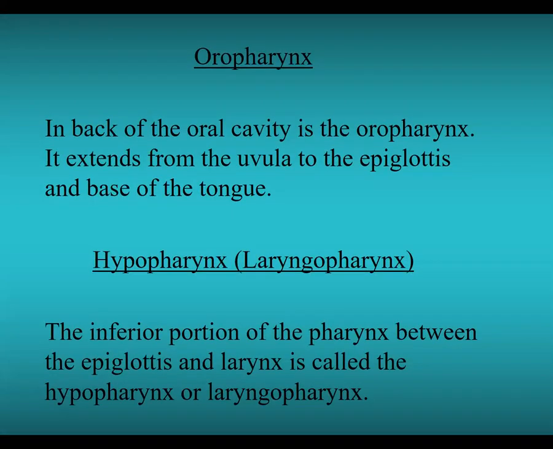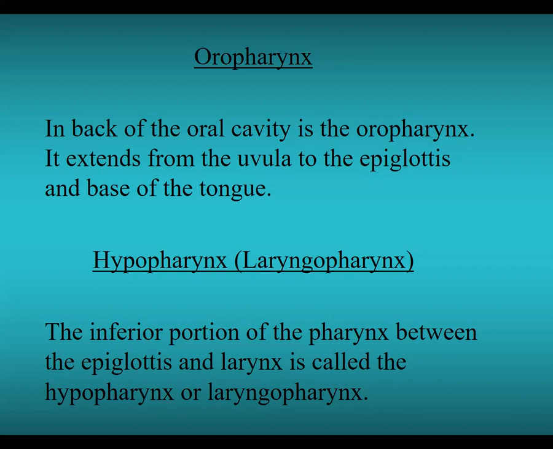So the oropharynx is in the back of the oral cavity and extends from the uvula to the epiglottis and the base of the tongue. The other name for oropharynx, and you need to know this also, is that there's a hypopharynx and there's a laryngopharynx. Both of these are the same thing. So if you see laryngopharynx on the test, it's also what could be called the hypopharynx, okay?